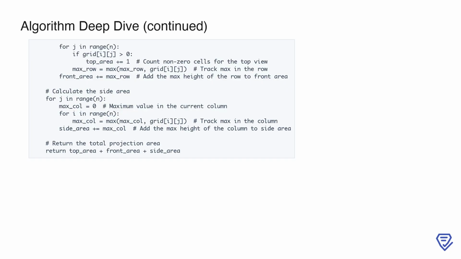Next, to calculate the side view, we loop through each column. We initialize max_col to track the maximum height in the column and iterate through all rows to update max_col with the tallest value. After processing all rows for a column, we add max_col to side_area. Finally, we return the total projection area as the sum of top_area, front_area, and side_area. This implementation is clean, efficient, and handles all edge cases effectively.